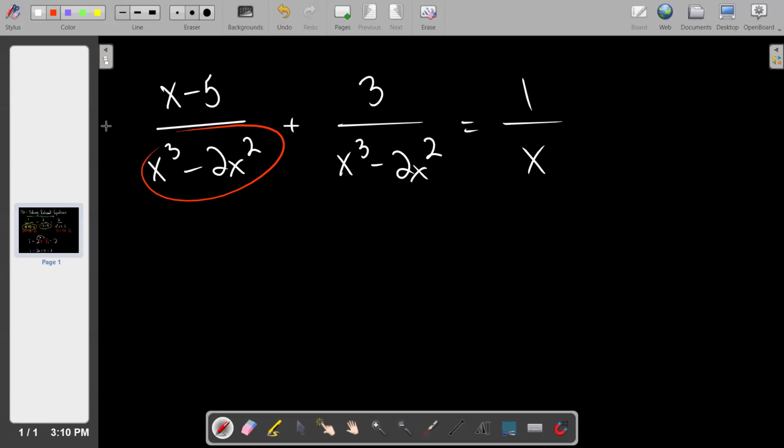GCF. Good for you. It's all those years of acquired practice and knowledge. You just look at it and go, I got to pull out x squared. Nice job. And that leaves me with x minus 2, right?